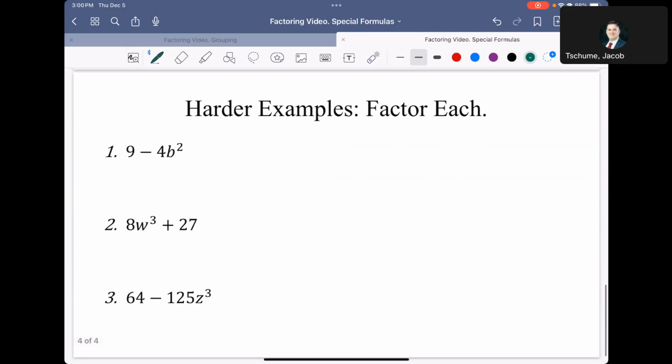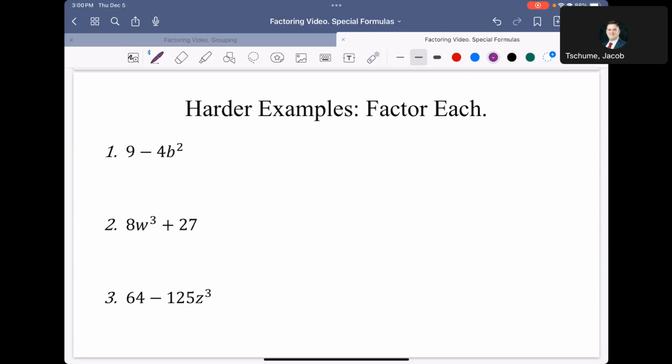So I'm going to call these the harder examples because they are not as straightforward as the ones we just did, but they're still going to follow the same formulas. So let's start with number 1. You've got 9 minus 4b squared. Now, once again, what jumps out to me is that there's 2 terms.